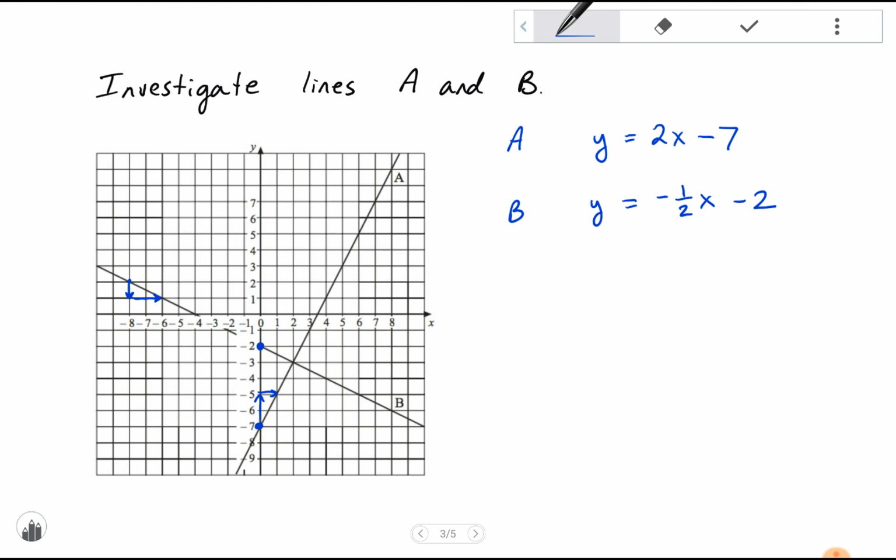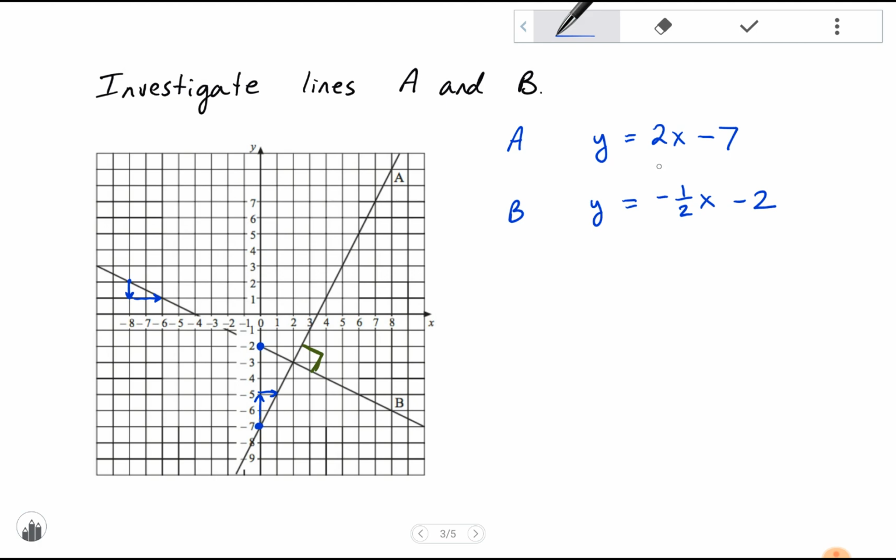What we can see here is these lines cross and make an angle with each other of 90 degrees. And so we call that perpendicular. So line A is perpendicular to line B.